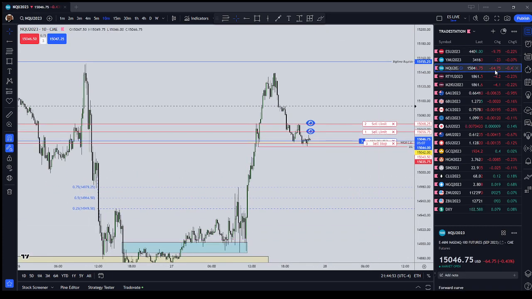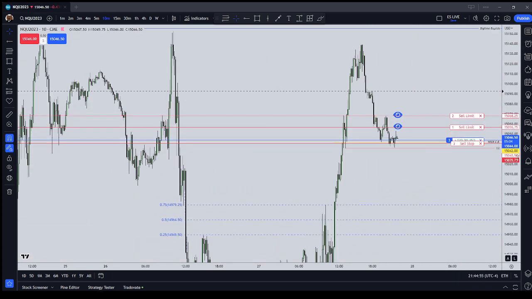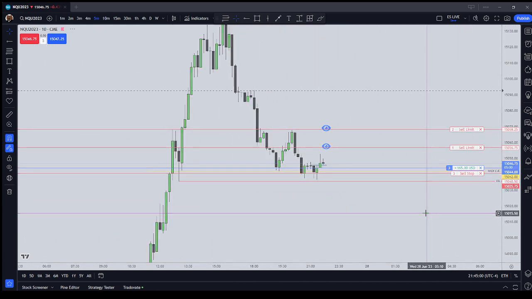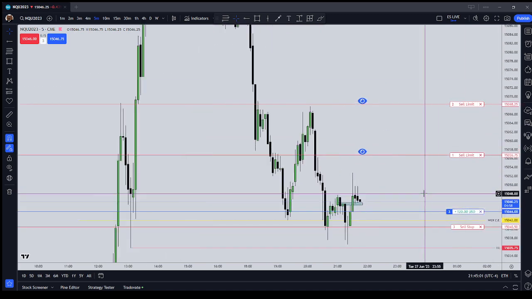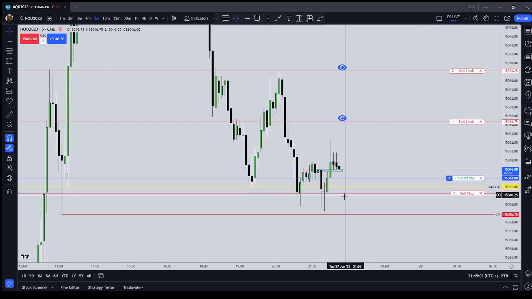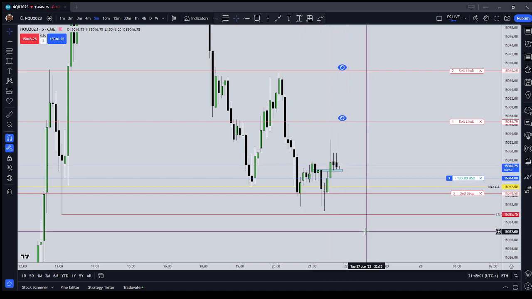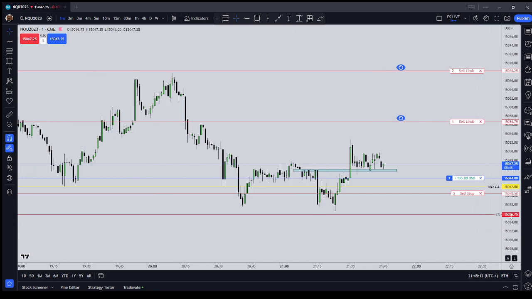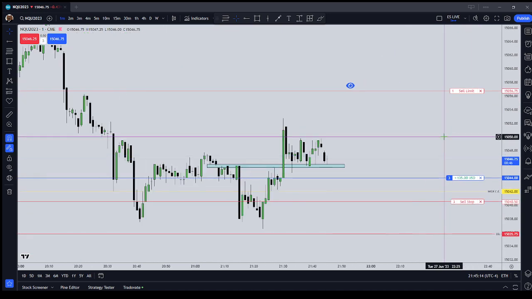But I saw that the Nasdaq was moving a decent bit, so I just wanted to hone in on the Nasdaq. Does it want to come and stop me out, make a new low? It's possible. I don't think so. Let's watch this Nasdaq trade play out.